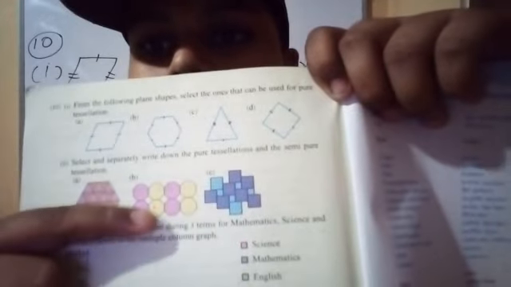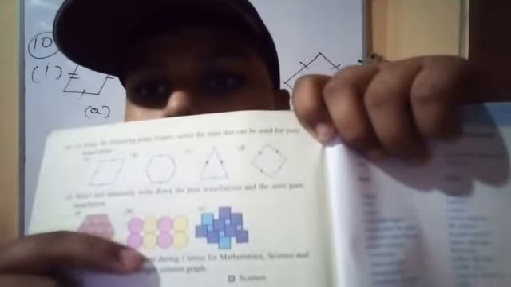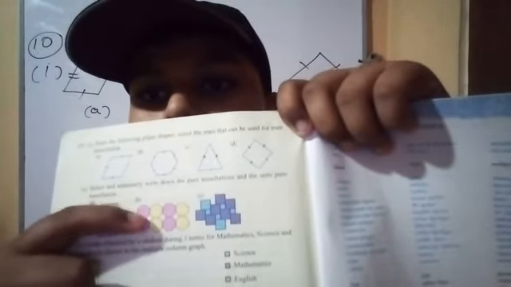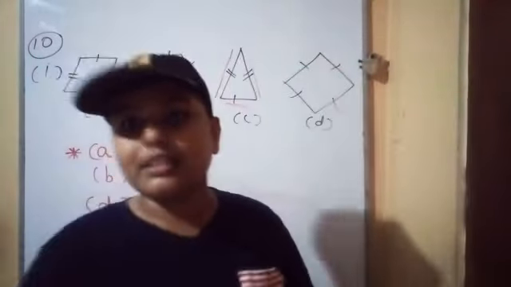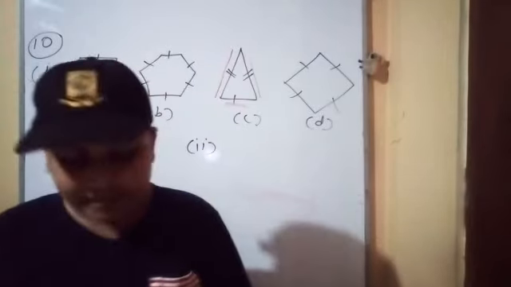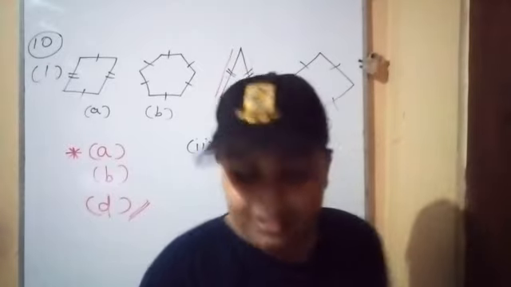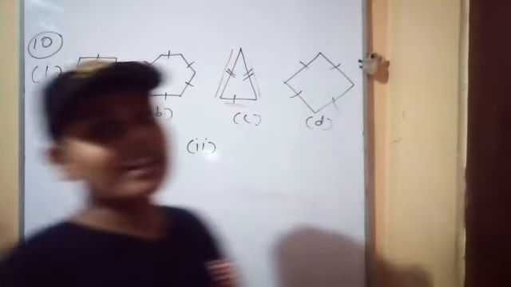Now this B, they have squares and octagons, no? Now 1, 2, 3, 4, 5, 6, 7, 8. 8 sides. Now that is a semi-pure. Now this one, they have big squares and small squares also. So that means the shape is the same, but the size is not the same. So that is also a semi-pure tessellation. Let's see right now, guys.